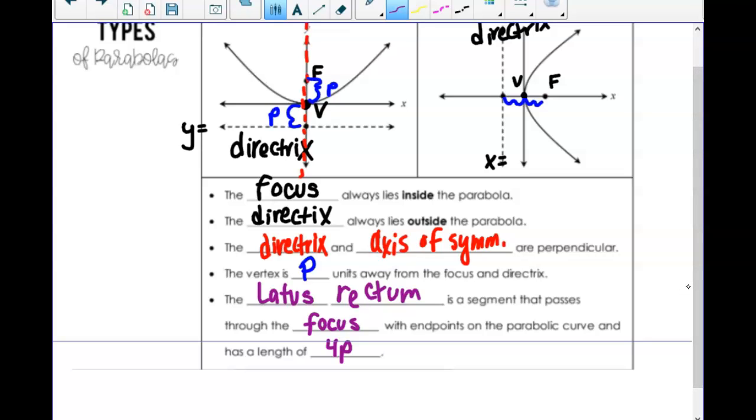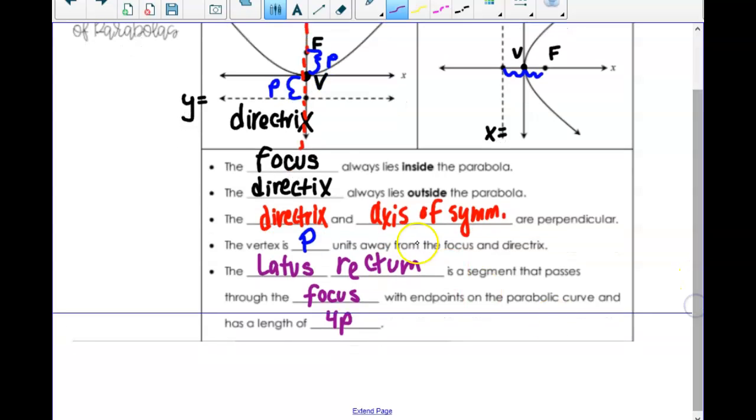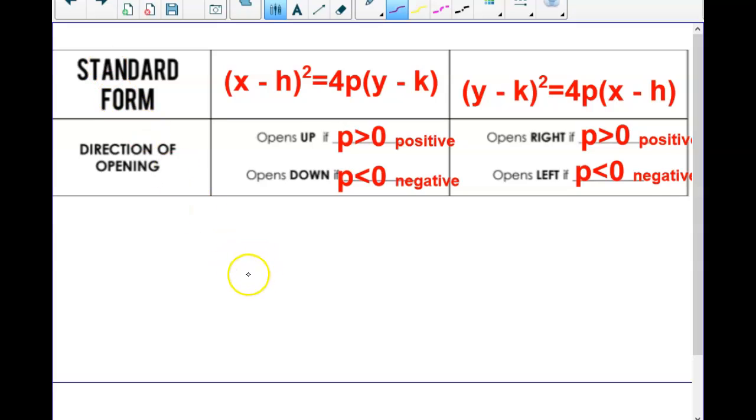Now, if p is a nice integer value, the latus rectum is helpful. If it's a fraction, it's not. So I am not going to spend a lot of time on that concept, and I do not require that you do it in your notes, okay? It was just helpful in graphing. All right, can you copy these in there, guys?